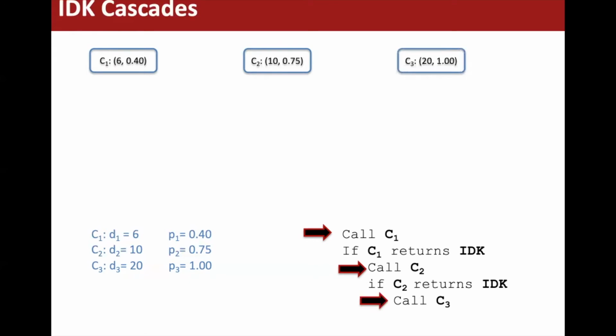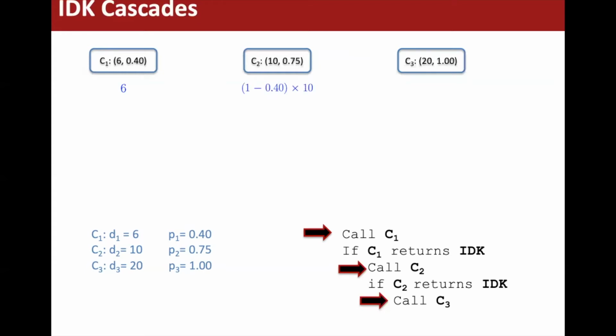Since C1 is always called, it has an execution duration of 6. C2 is only called when C1 fails. This happens with probability 1 minus 0.40. When this happens, the execution duration is 10. The expected execution duration for the classifier C2 is therefore given by this expression.